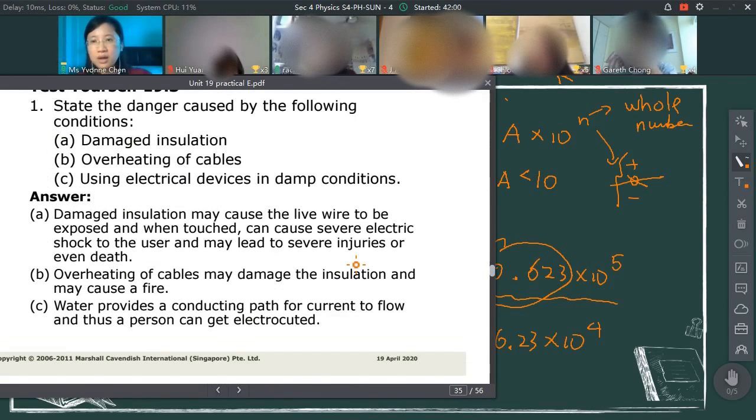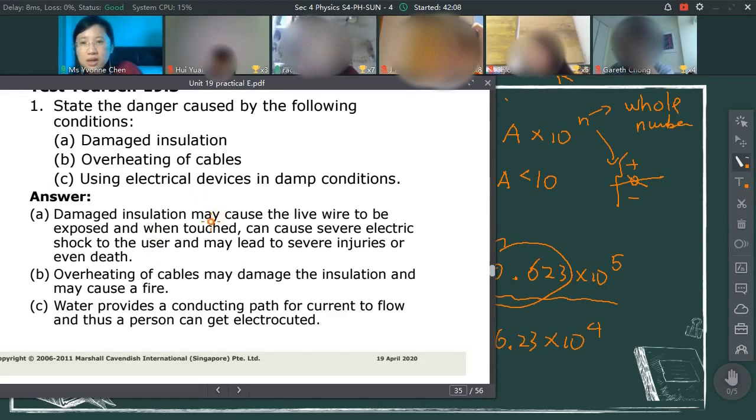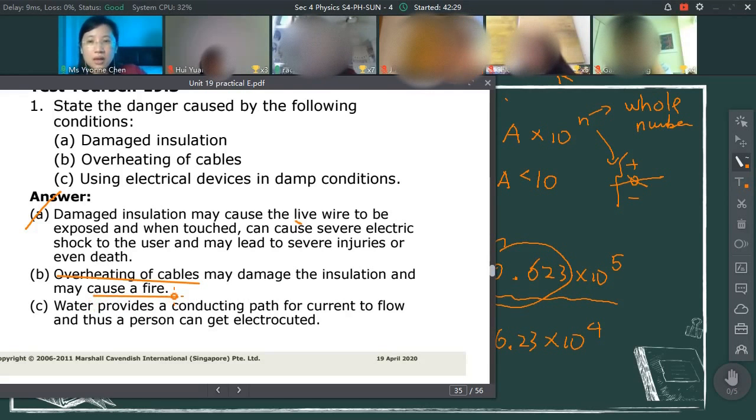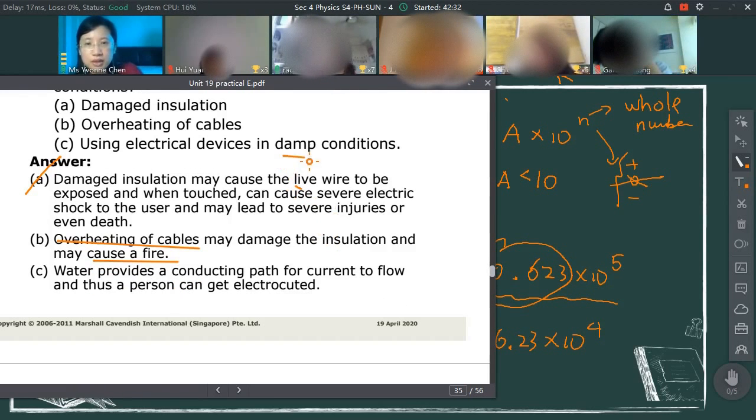Okay, so there are some dangers caused by different conditions, and you may want to memorize a little bit. So let's look at the keywords here. For live wire, I'll talk about it later, so we skip part A for the time being. For overheating of the cable, the danger is that overheating of cable may cause damage of insulation and may cause fire. And in damp condition, you can say water provides a conducting path for the current to flow.